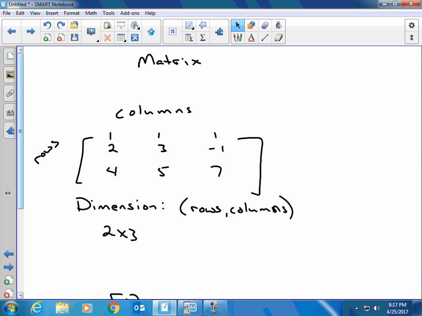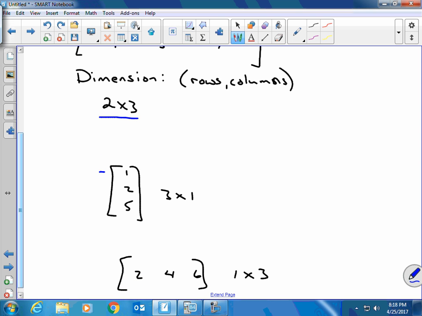When we name a matrix, we typically name it based upon its dimensions. Rows first, columns second. So if I look at this matrix here, we have rows on the side, we have columns on the top. On the side there are 2 rows, and on top there are 3 columns. So this matrix is said to be a 2 by 3 matrix. 2 rows, 3 columns. This matrix would be a 3 by 1, 3 rows, 1 column. And the last one would be 1 row, 3 columns.